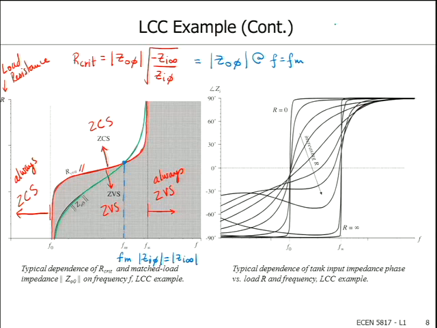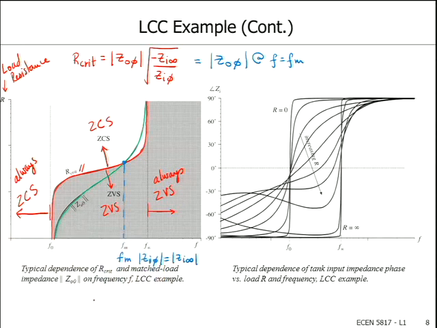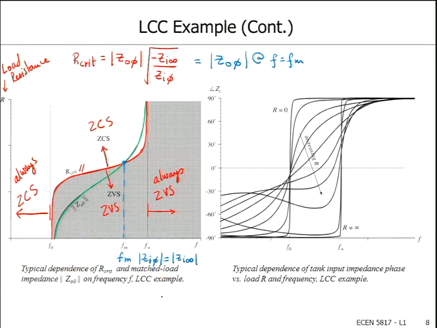All right, so here's basically the summary of this. The chart on the right shows the same thing, except it's now plotting the phase of the input impedance as R changes at different frequencies. So let me pick a different color here. Let's pick purple. So here you have the angle of Z_i. And again, assuming no output capacitance on the transistors, we are going to get ZVS as long as the phase is positive.